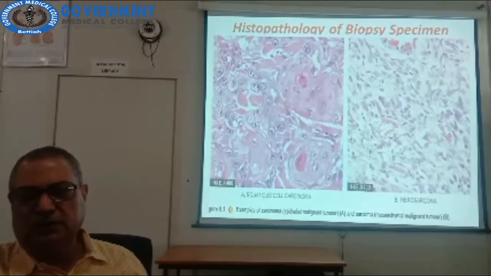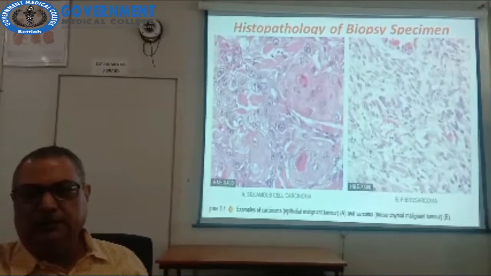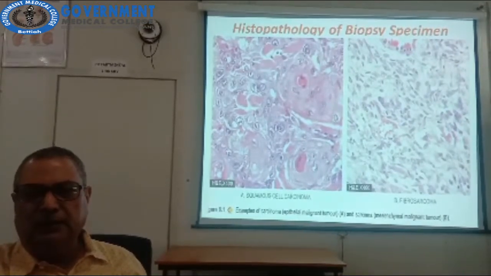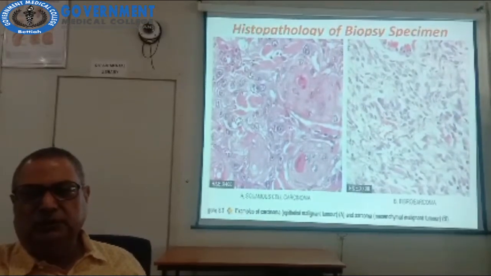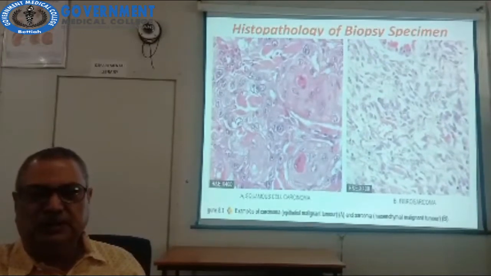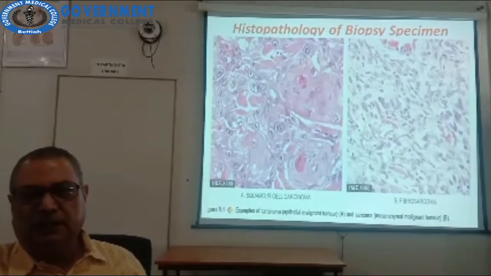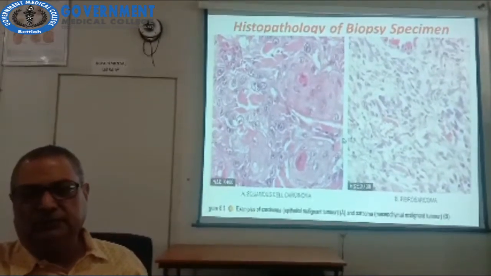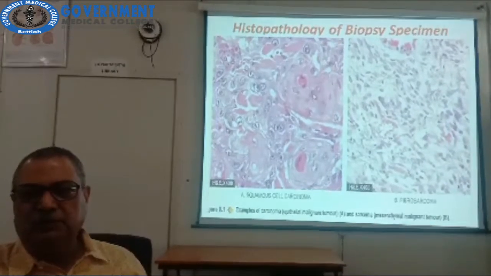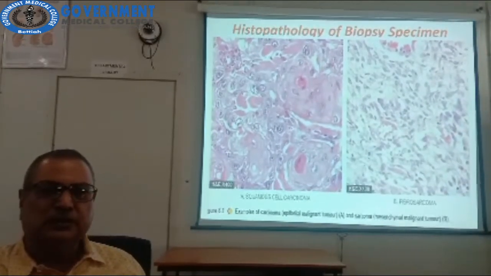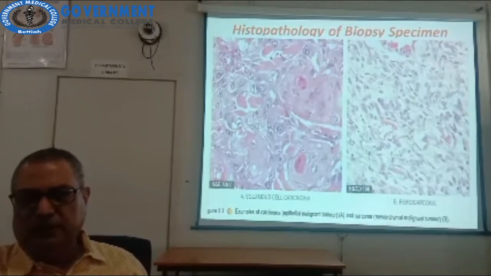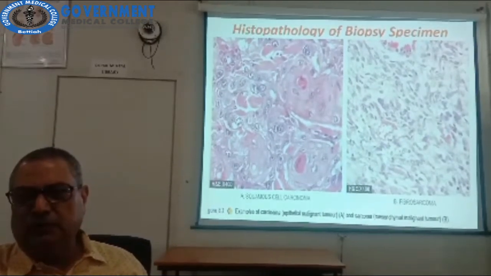there is formation of keratin pearl. Keratin material formed by neoplastic cells. So it is also called cell nest or epithelial pearl or keratin pearl. So epithelial pearl or cell nest is important in squamous cell carcinoma, differentiated type.